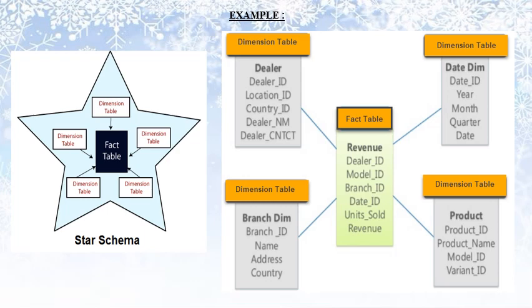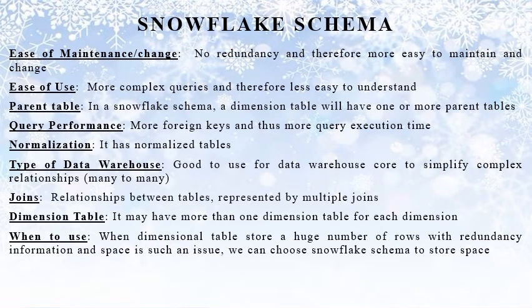Now we can move into the Snowflake schema. Snowflake schema does not use any redundant data and it is easier to maintain and change. It has more complex queries, so it is difficult for users to understand. It mainly depends on a parent table. It uses more foreign keys and has a longer query execution time. It is in the normalized table format.